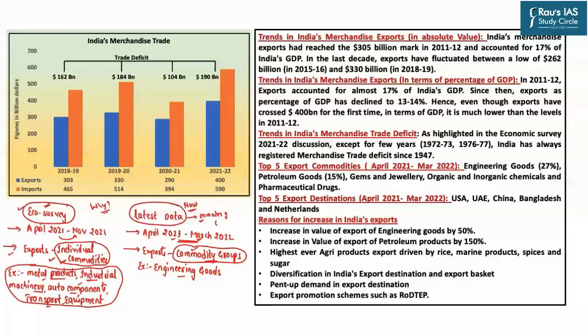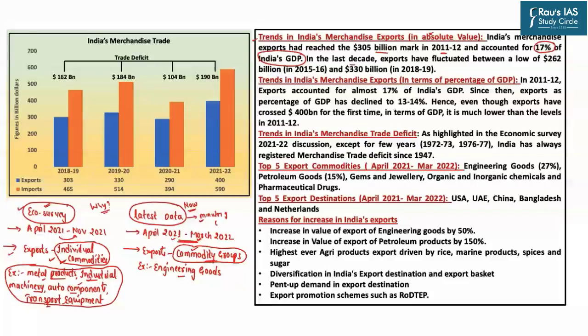external trade. First and foremost, let's have a look at the trends in India's merchandise exports in terms of absolute value. So as you can see here, the overall merchandise exports from India had reached the 305 billion mark in the year 2011-12. And it accounted for almost around 17% of India's GDP. So this 17%, I'm saying in terms of merchandise exports and I'm not taking into account the export of services. So only the merchandise goods alone accounted for 17% of India's GDP in the year 2011-12.